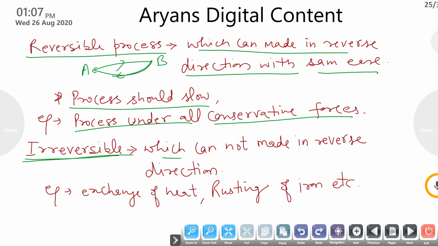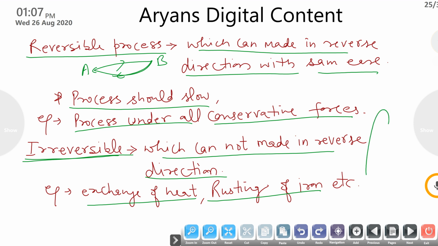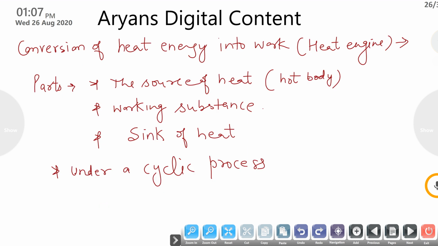Now second is the irreversible process. In this process we cannot make any process with the same ease in reverse direction. It will not come back to its initial position. For example, exchange of heat, rusting of iron, and mixing of gas. So many examples that are in practical life. There are so many examples which are under the irreversible process, meaning they cannot attain their initial position again.